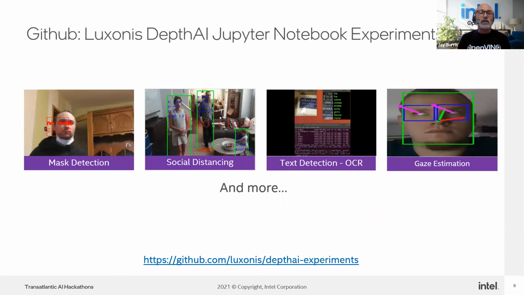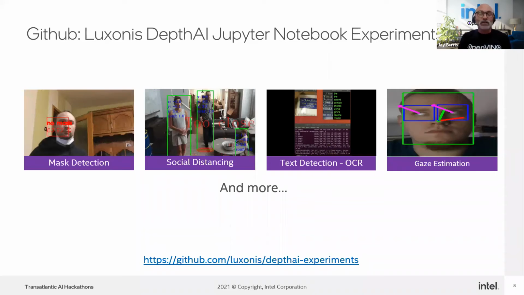Now, Luxonis has a lot of what they call DepthAI Jupyter Notebook experiences. I'm going to take you there, but here are 4 examples that might be really interesting to you for the purposes of the hackathon that you may want to build upon or modify. Number 1, mask detection. So they have an experiment there that shows mask detection. There's one for social distancing, so determining how many people are in frame and how close they are, and if they are social distancing or if they're too close. Text detection.